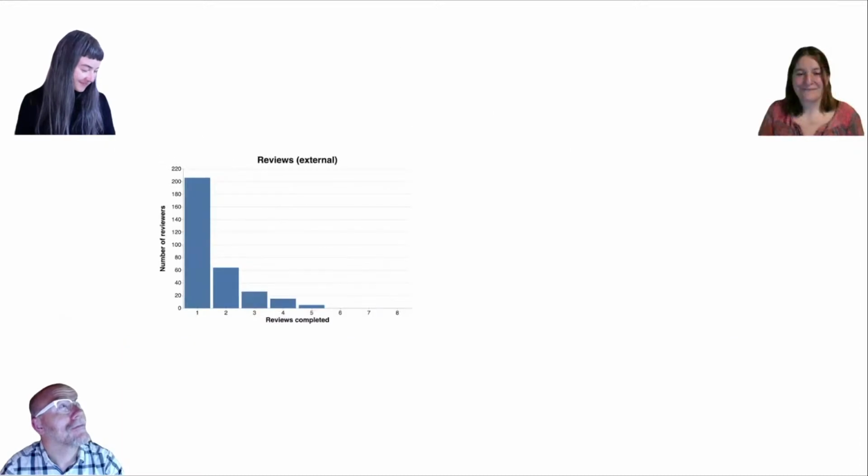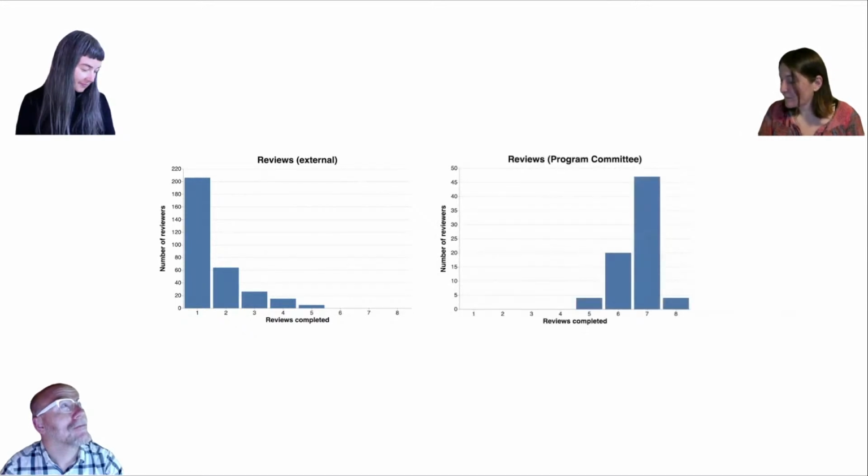The majority of the 361 external reviewers each reviewed a single paper each, although some reviewed more. Among the program committee reviewers, the majority reviewed about 7 papers each. We're grateful for all of your efforts in reviewing in a difficult year.